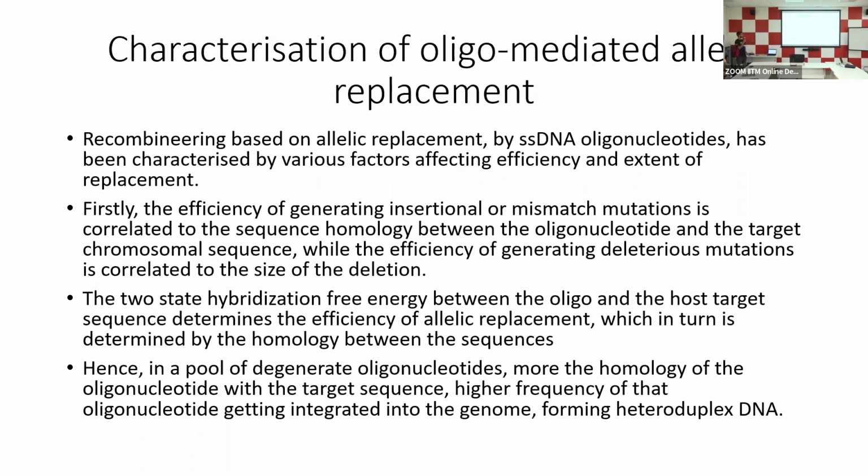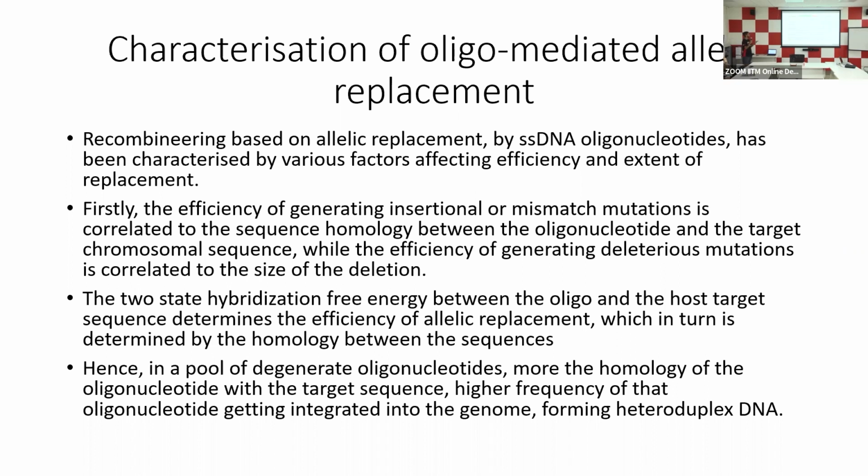Now, going into the specifics of how this recombineering, or oligo-mediated allelic replacement, works. It has been characterized by various factors affecting the efficiency and extent of replacement. Firstly, the efficiency of mismatch mutations is correlated to the sequence homology, basically the similarity between the sequence of the oligonucleotide and the target chromosomal sequence. But on the other hand, for deleterious mutations, it's correlated to the size of the deletion.